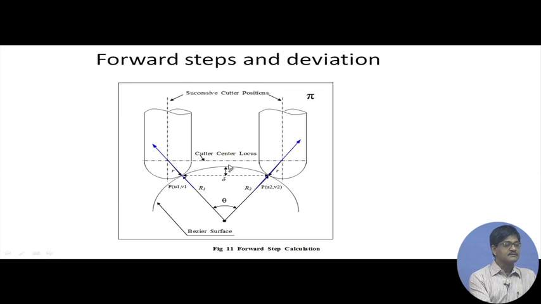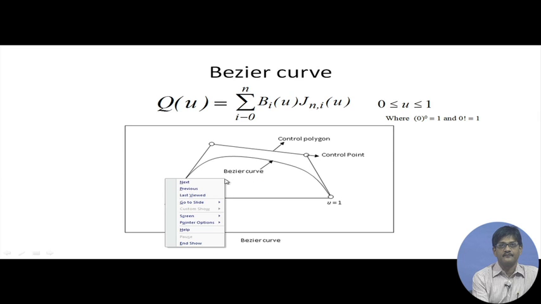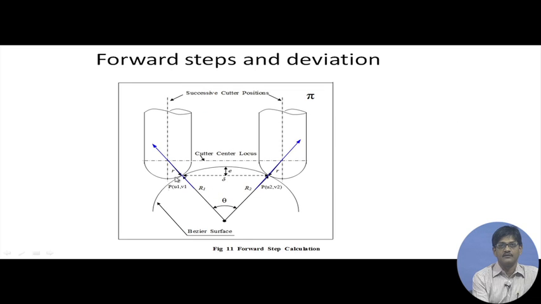This we try to equate to a value called form tolerance. Suppose we can tolerate a maximum deviation of 50 microns from the designed surface. So, we will equate this to 50 microns, and that way ultimately calculate what should be this particular forward step length. We will do this calculation in more detail in our subsequent lectures.